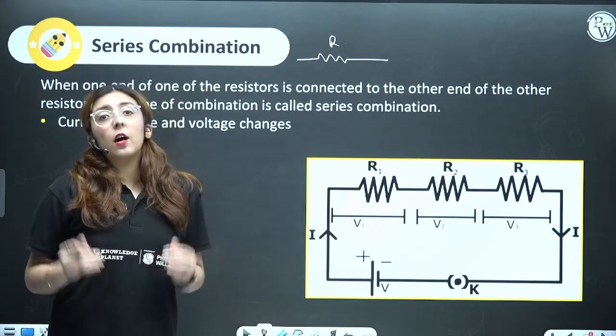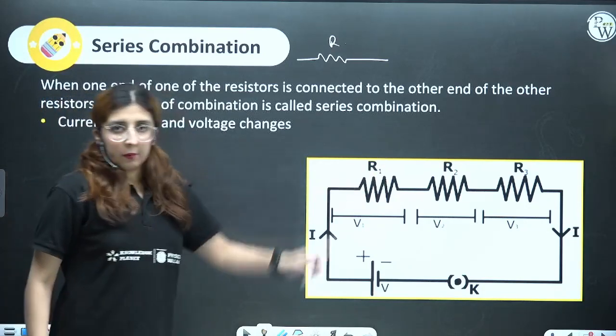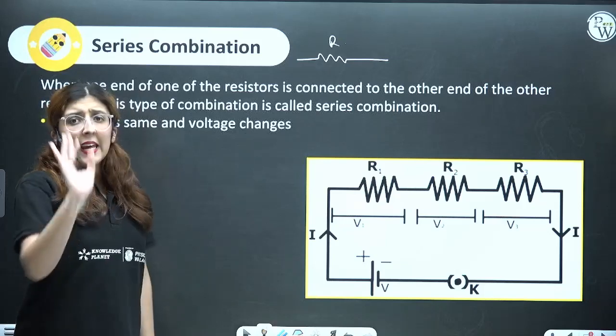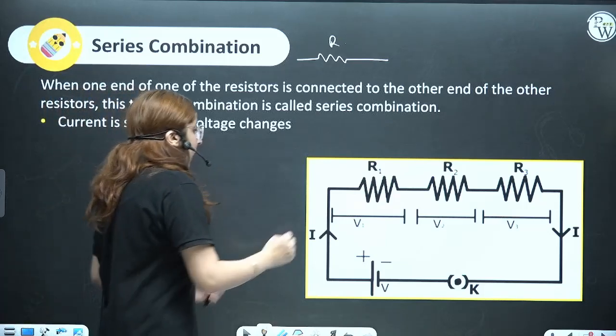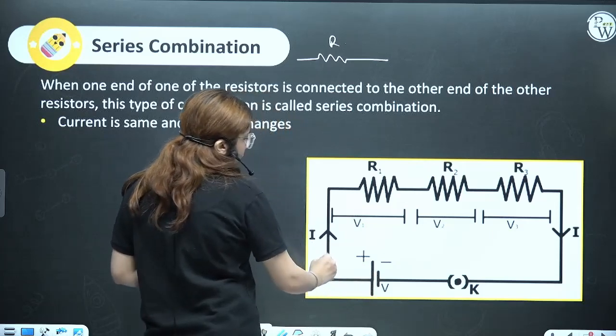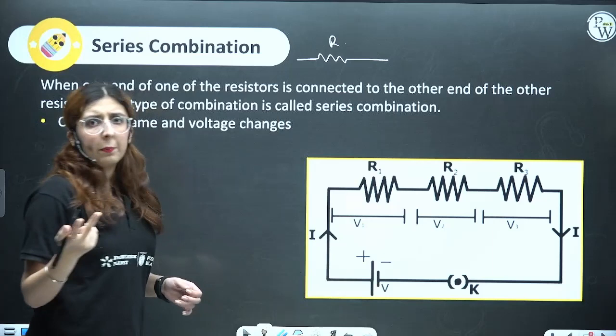Okay, and the format varies. Why? Have a look over here. Okay, my electrons, let us talk about current initially. My electrons have to move. They are moving.